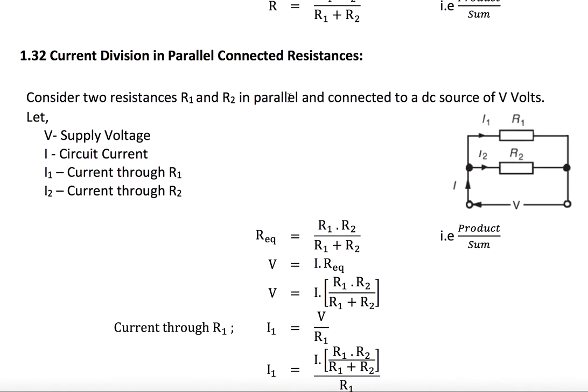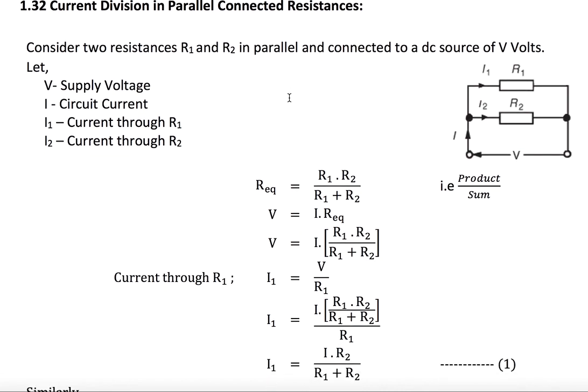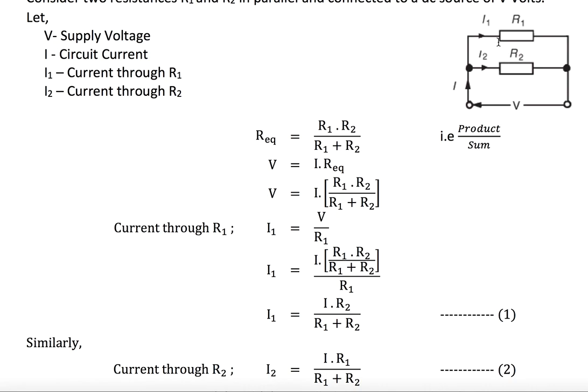Let's see the current division formula when two resistors are connected in parallel across a DC voltage V. V is the supply voltage. R equivalent you already know. What is V? I into R equivalent. What is I1? V upon R1. Substitute in place of V, I into this. R1 will get cancelled out. So I1 equals I into R2 upon R1 plus R2.